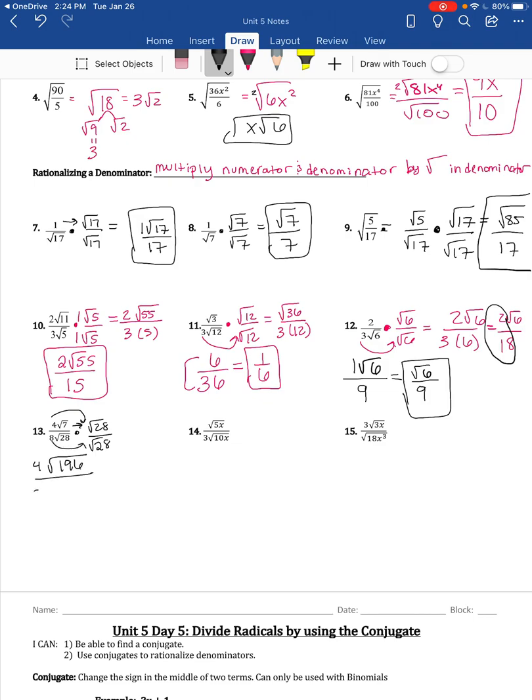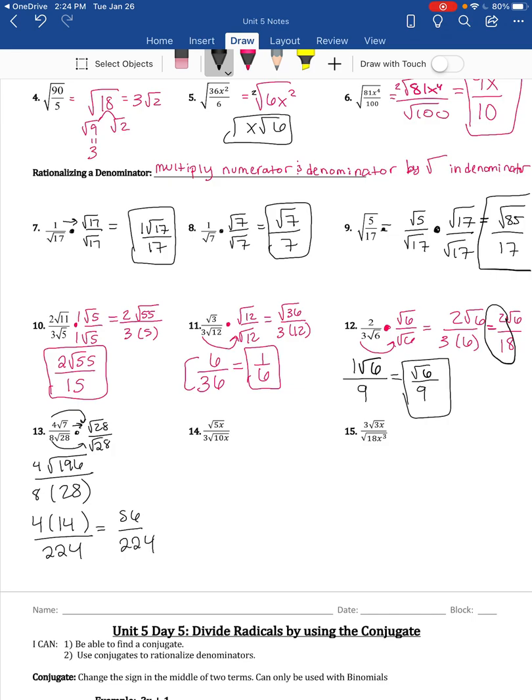Over down below, 8 times the silent 1 is 8, and then rad 28 times rad 28 is the whole number 28. And 196 is a perfect square, so the square root of 196 is the whole number 14. So now we have 4 times 14 up top, over 8 times 28, which is 224. And 4 times 14 is 56, over 224.